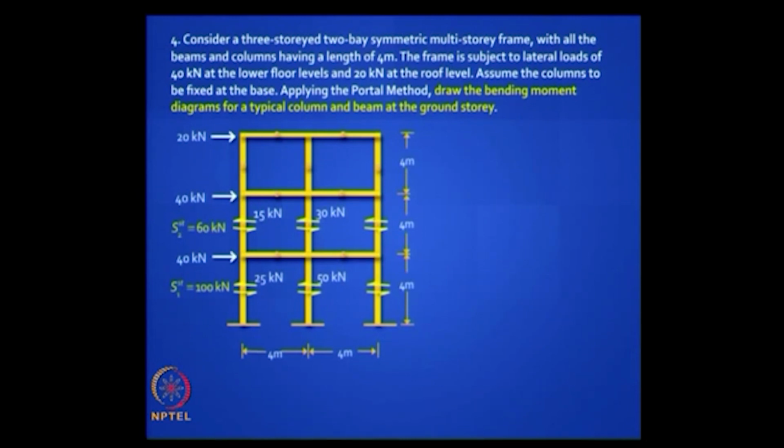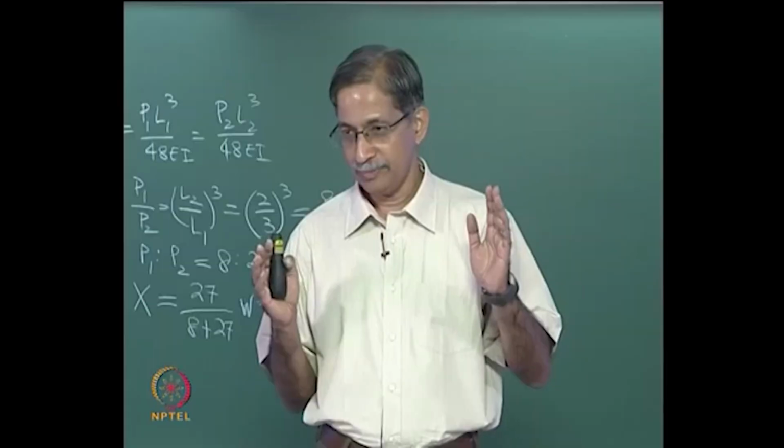Your job is just to find 2 moments, one in the ground floor column and one in the ground floor beam, and this is all that you need to do. Find either for the exterior column or the interior column. Do you agree the ratio of the shears resisted by exterior to interior is 1:2?